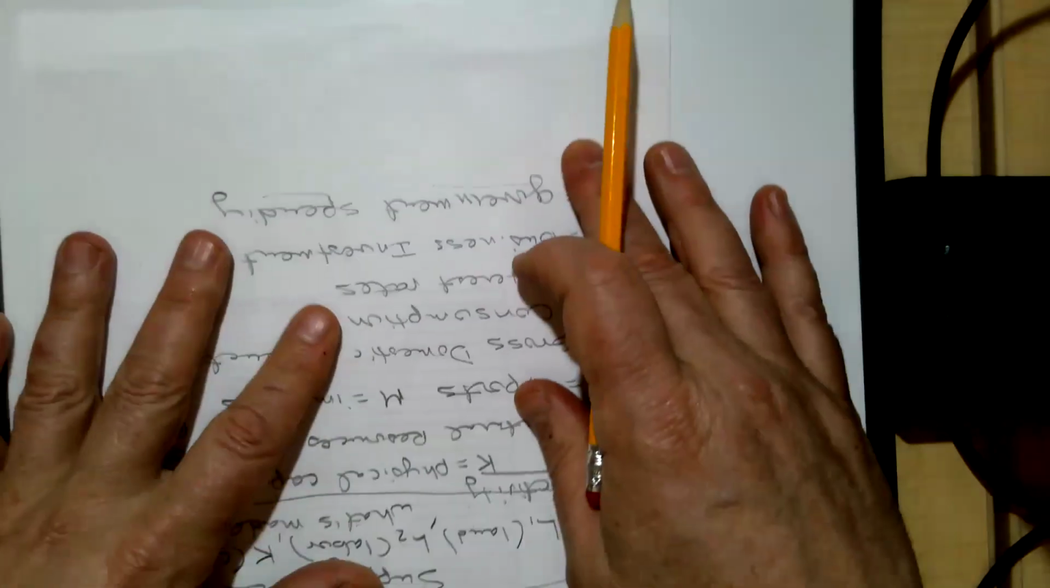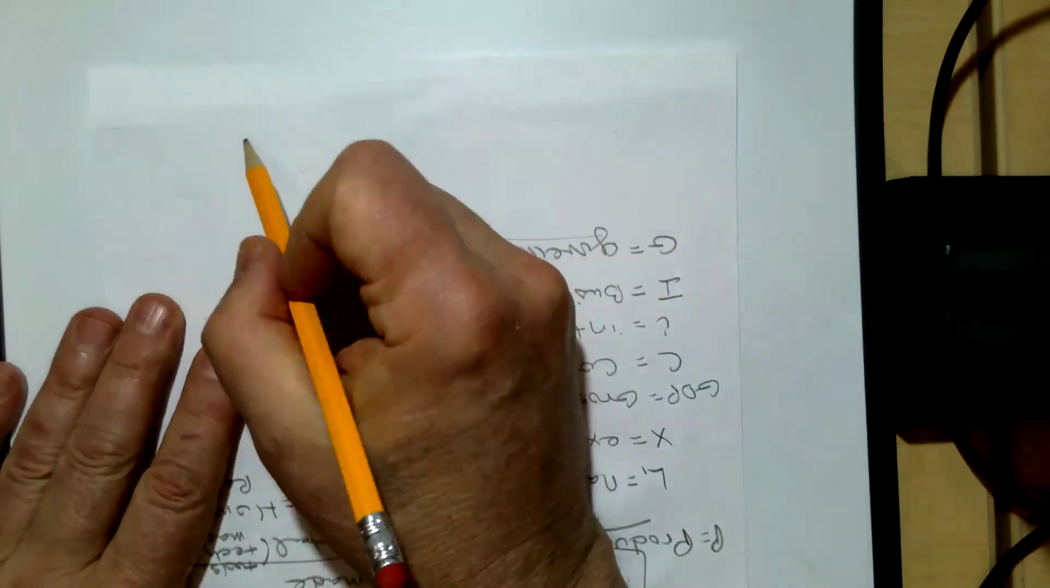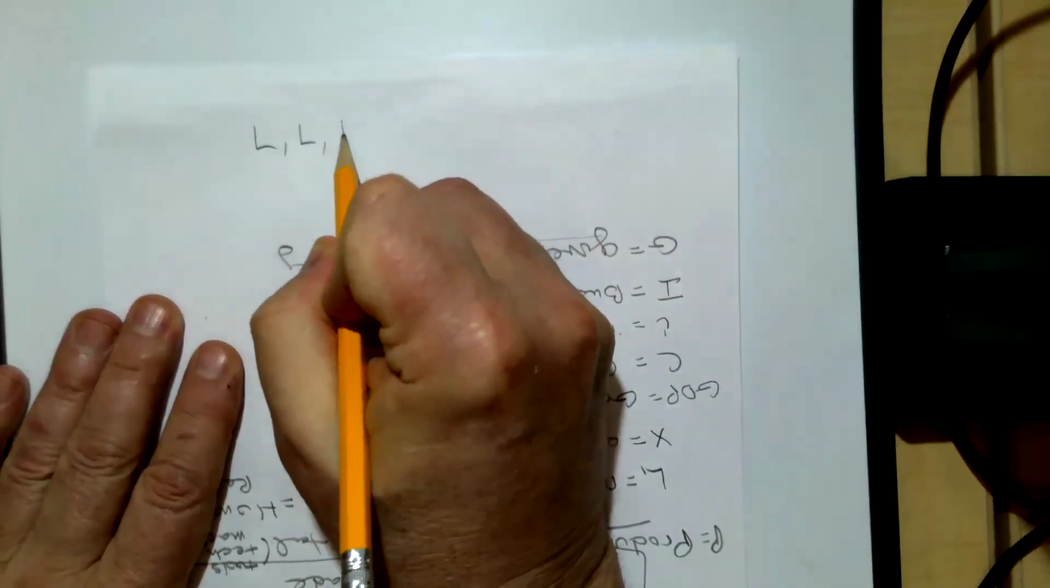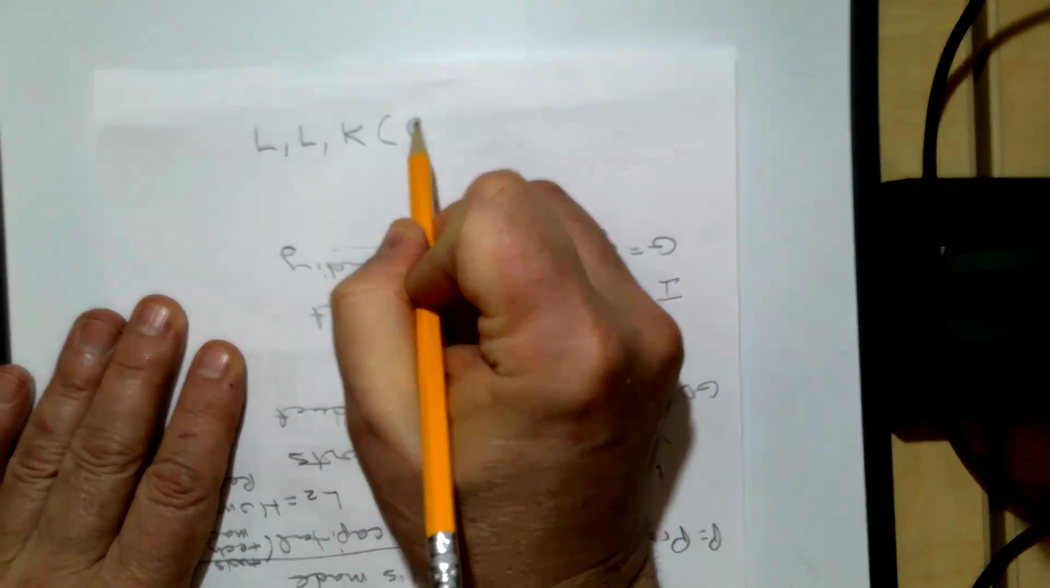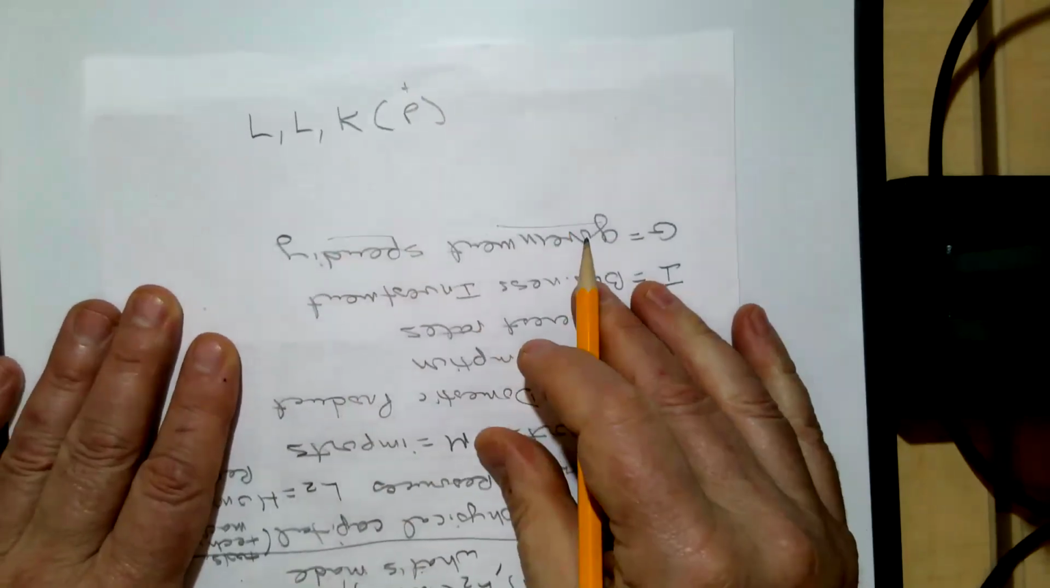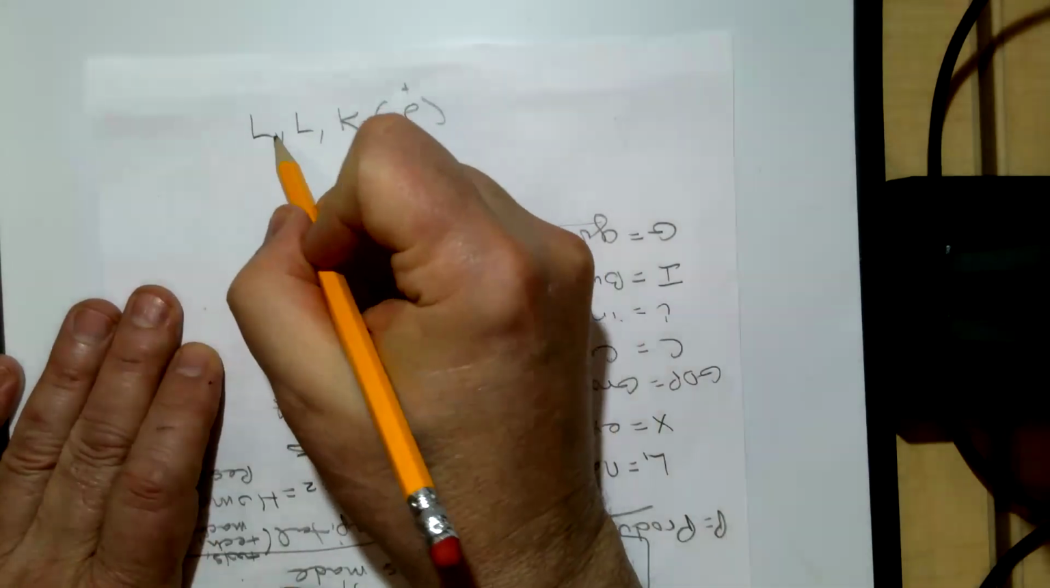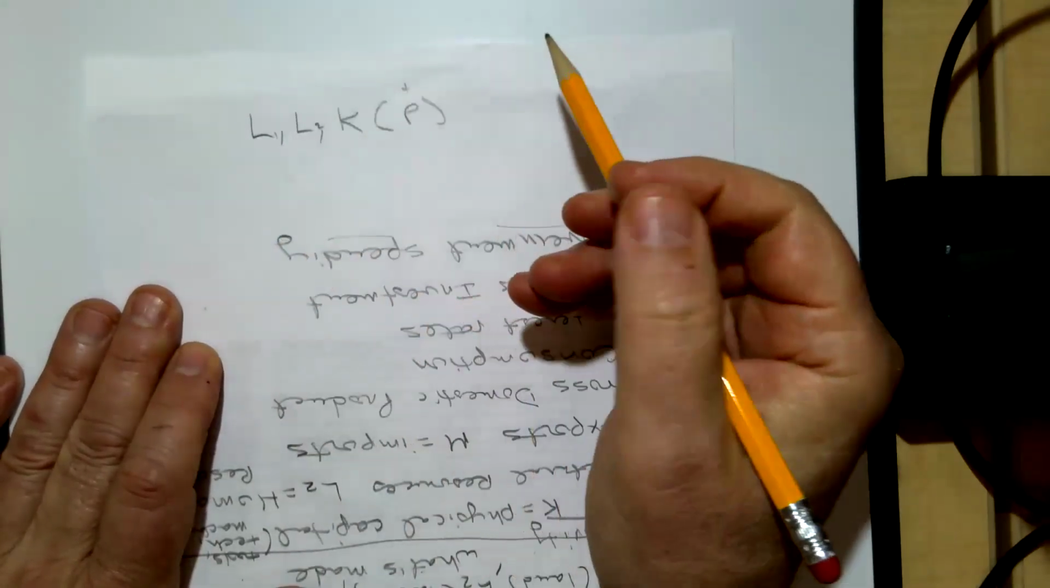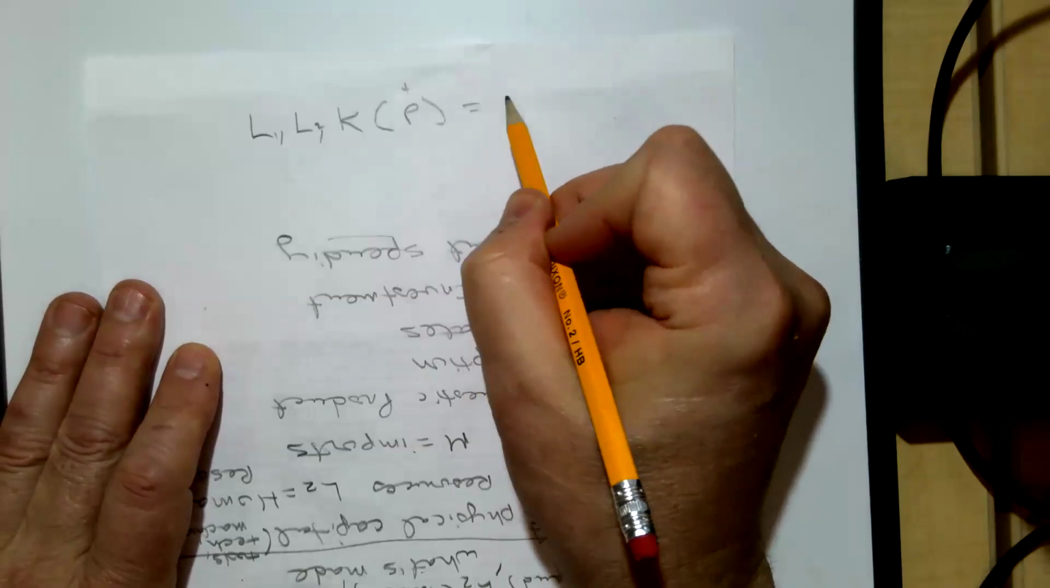Now, let me do this. I'm gonna turn this over here. The way we'll write it is L, L, K, P. That's L1, L2. Land, labor, capital, productivity is the supply side.